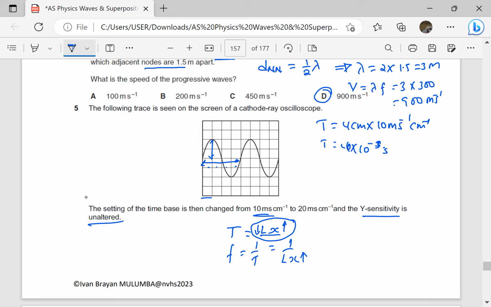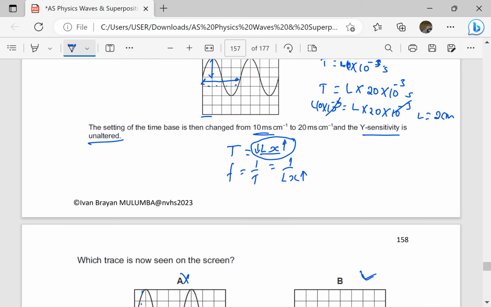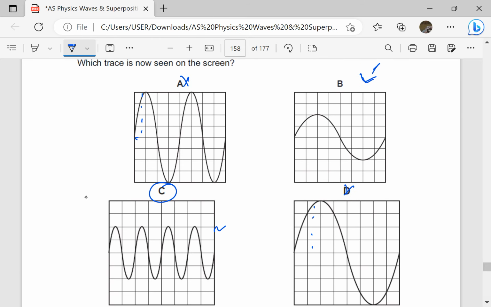So if X has been increased from 10 to 20 milliseconds per centimeter, let's check the new period. If X has been changed, this is going to be L times 20 times 10 power negative 3, that is in seconds. If the period remains the same, then L is going to be smaller. So 40 times 10 power negative 3 will be equal to L times 20 times 10 power negative 3, which would mean this cancels out, and L would be represented by 2 centimeters. That means L becomes smaller. So our answer is going to be C and not B. Okay.